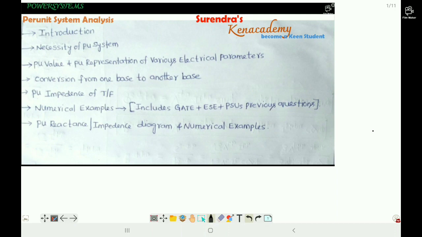In this video, I'm starting one important topic in power systems, which is Perunit system analysis. We know that understanding the Perunit system analysis concept is very important to solve the different models of questions in power systems. Not only in power systems, even in electrical machines also, if you want to solve some models of problems, Perunit representation is very important.